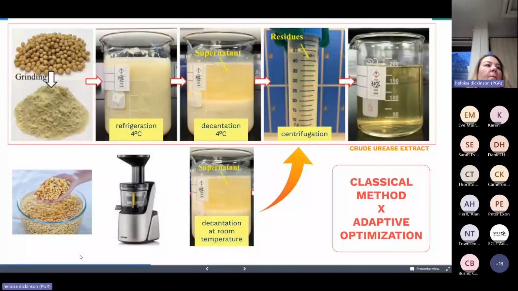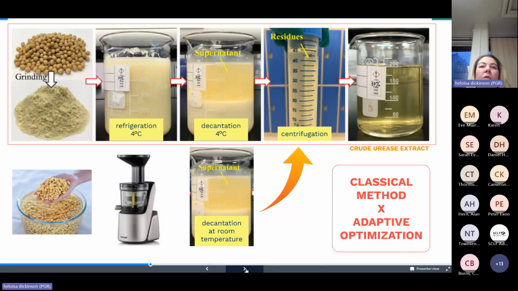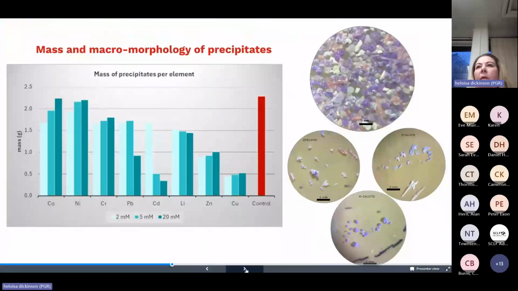What I decided to do with the adaptive optimization was to leave the soybeans soaking overnight at room temperature, then just use a juicer to extract the first solution, then desalt straight away, leave it decanting at room temperature, collect the supernatant, and centrifuge. Instead of centrifuging for 30 minutes, centrifuging just for 10 minutes, and then filtering and collecting the crude urease extract. When measuring the enzyme activity in the two solutions, the solution created with my method had just between 5 and 8% less enzymatic activity, which is pretty good considering all the steps that we skipped and all the savings. So this is an example of adaptive optimization.